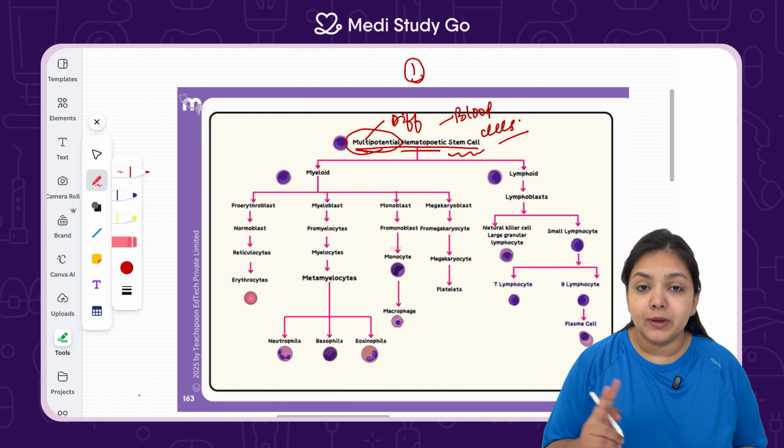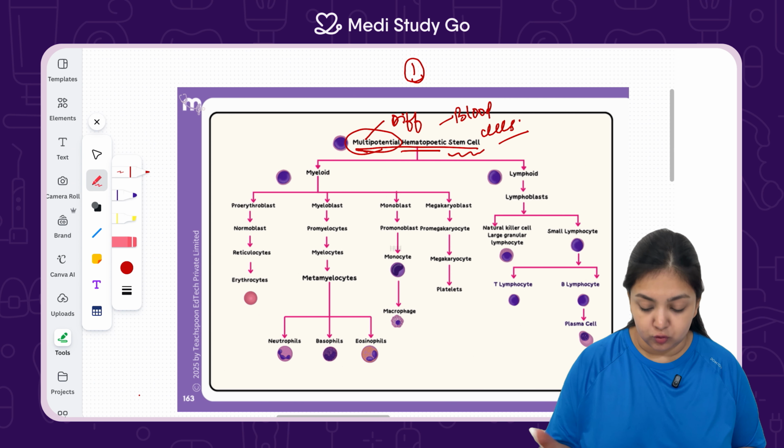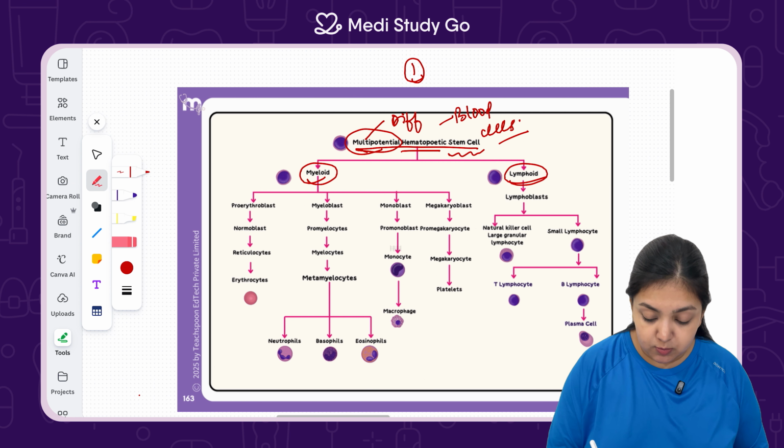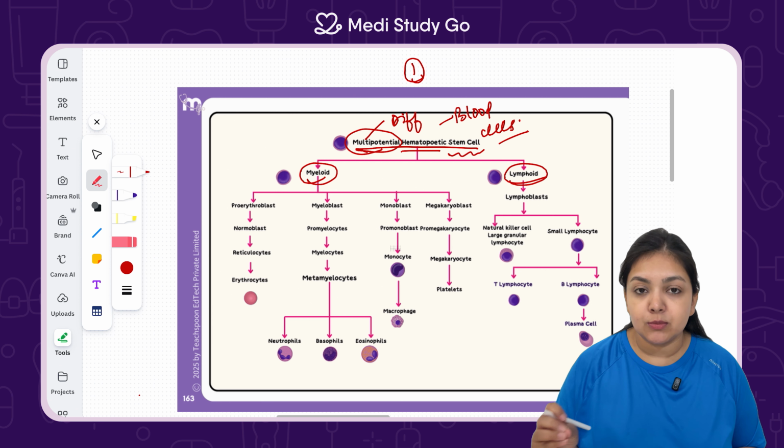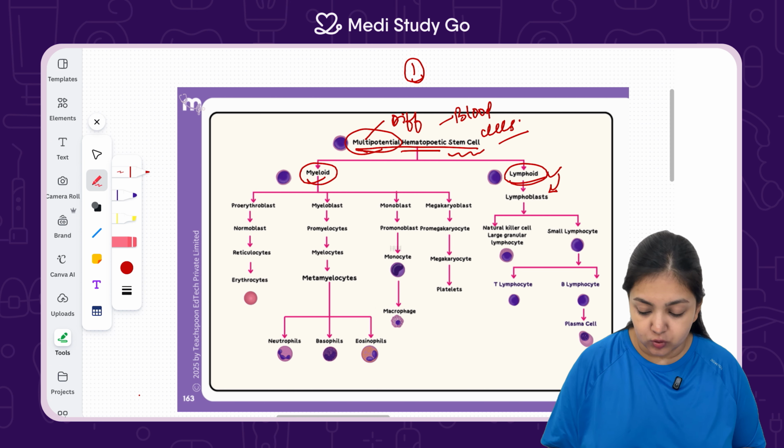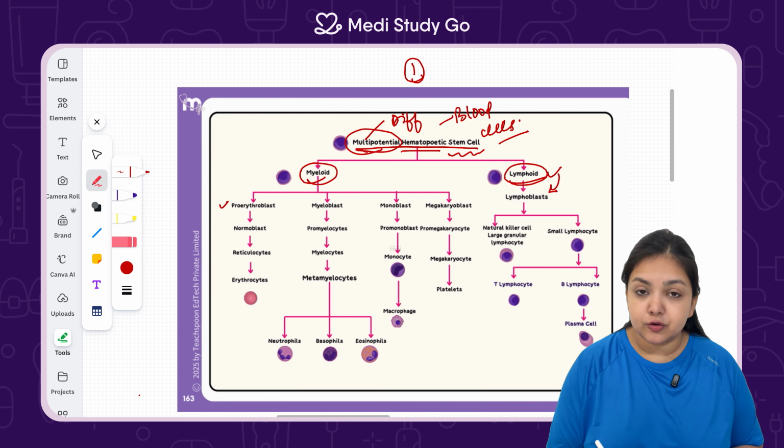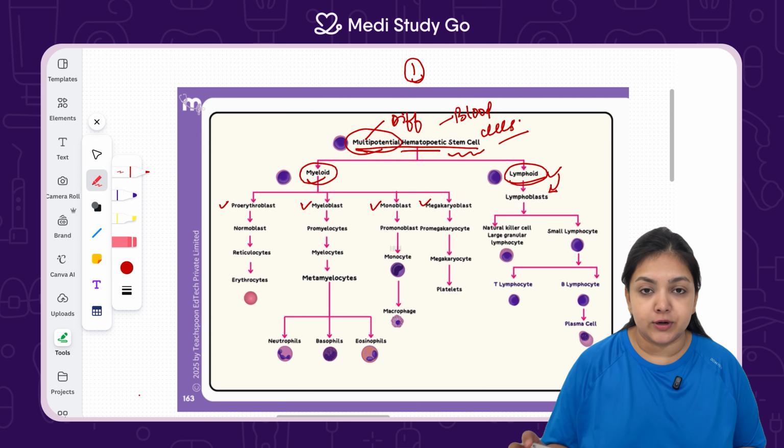So there are two main precursor lineages which the multipotent cells form into. First is myeloid lineage and second is lymphoid lineage. So myeloid lineage forms the maximum types of cells, whereas lymphoid, as the term suggests, form only the lymphoblasts. So myeloid forms Proerythroblast, Myeloblast, Monoblast, and Megakaryoblast. So blast cells are formed over here by this cell lineage of the multipotent hematopoietic stem cells.